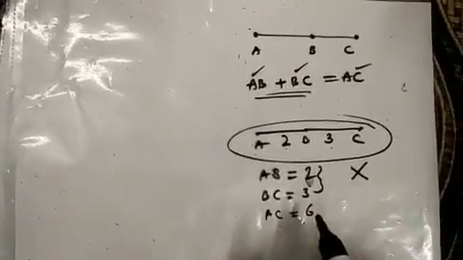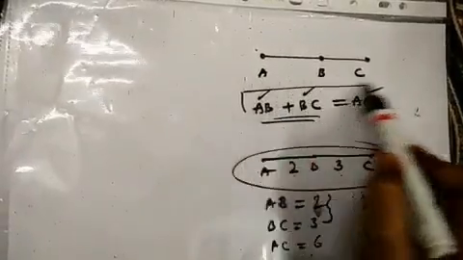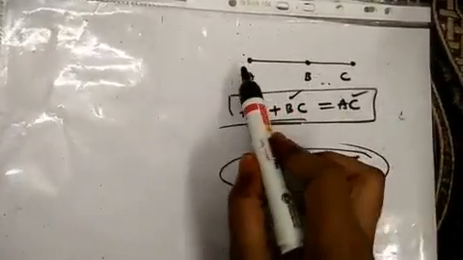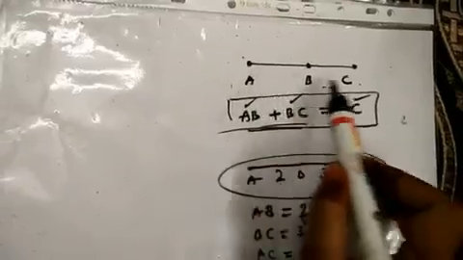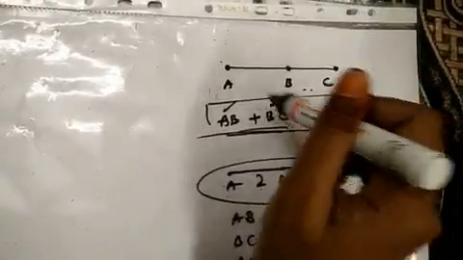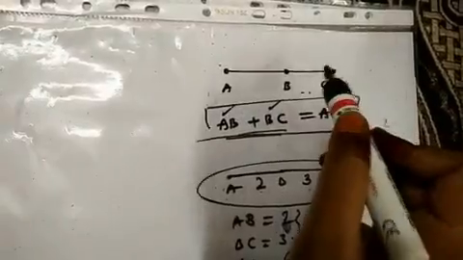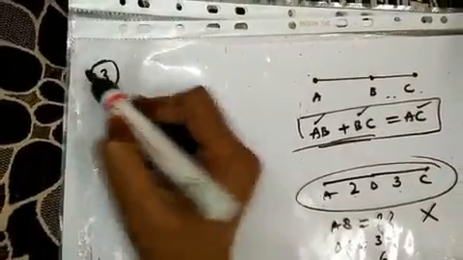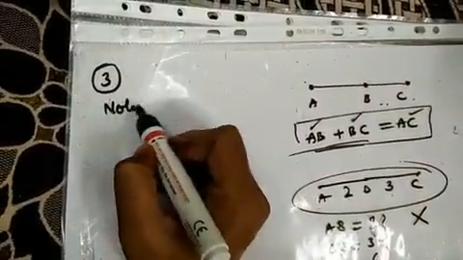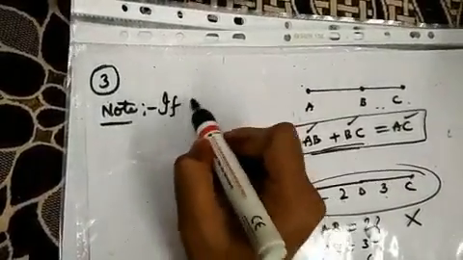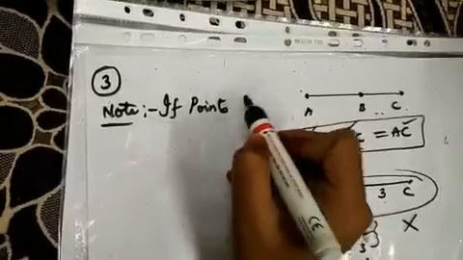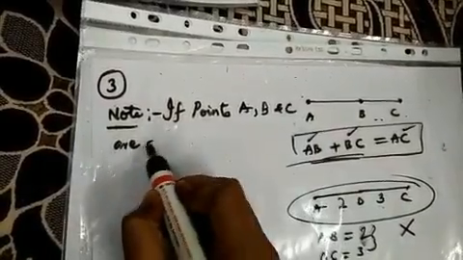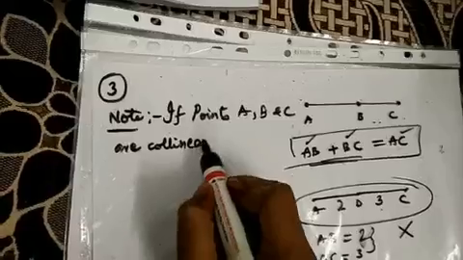Not collinear. Done? So the condition for the points to be collinear is the distance between the 2 different points should be equal to the sum of the whole length of your line. Okay? Sum of the bits and parts should give you the length of the whole line. So everyone in your formula chart, write down formula chart. This is a note. Always remember, if points A, B and C are collinear, please do write this in your notes.